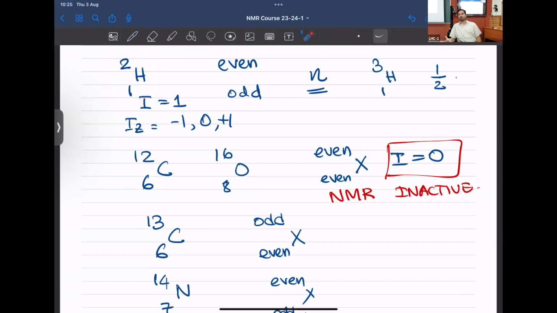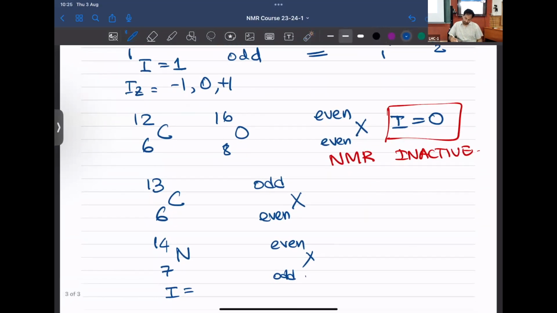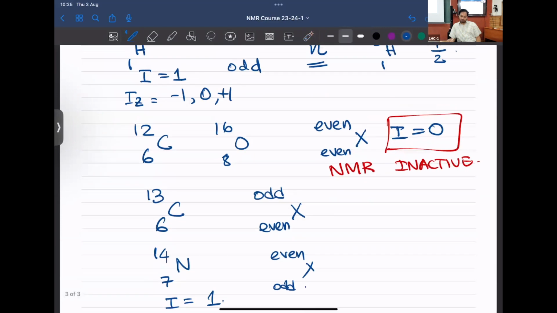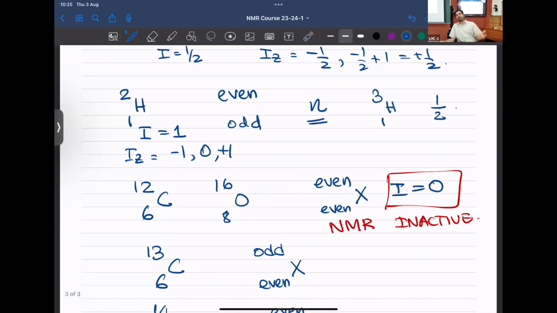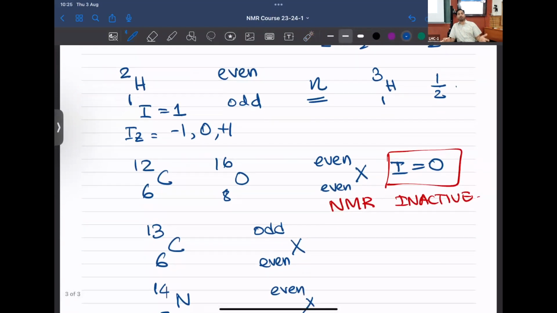It's a very similar system like this, isn't it? Yeah. So this, if I remember right, has a spin quantum number of 1. All right. So slowly what you're able to realize, every possible combination, you would slowly understand which will have an NMR active spin isotope, and which will not.